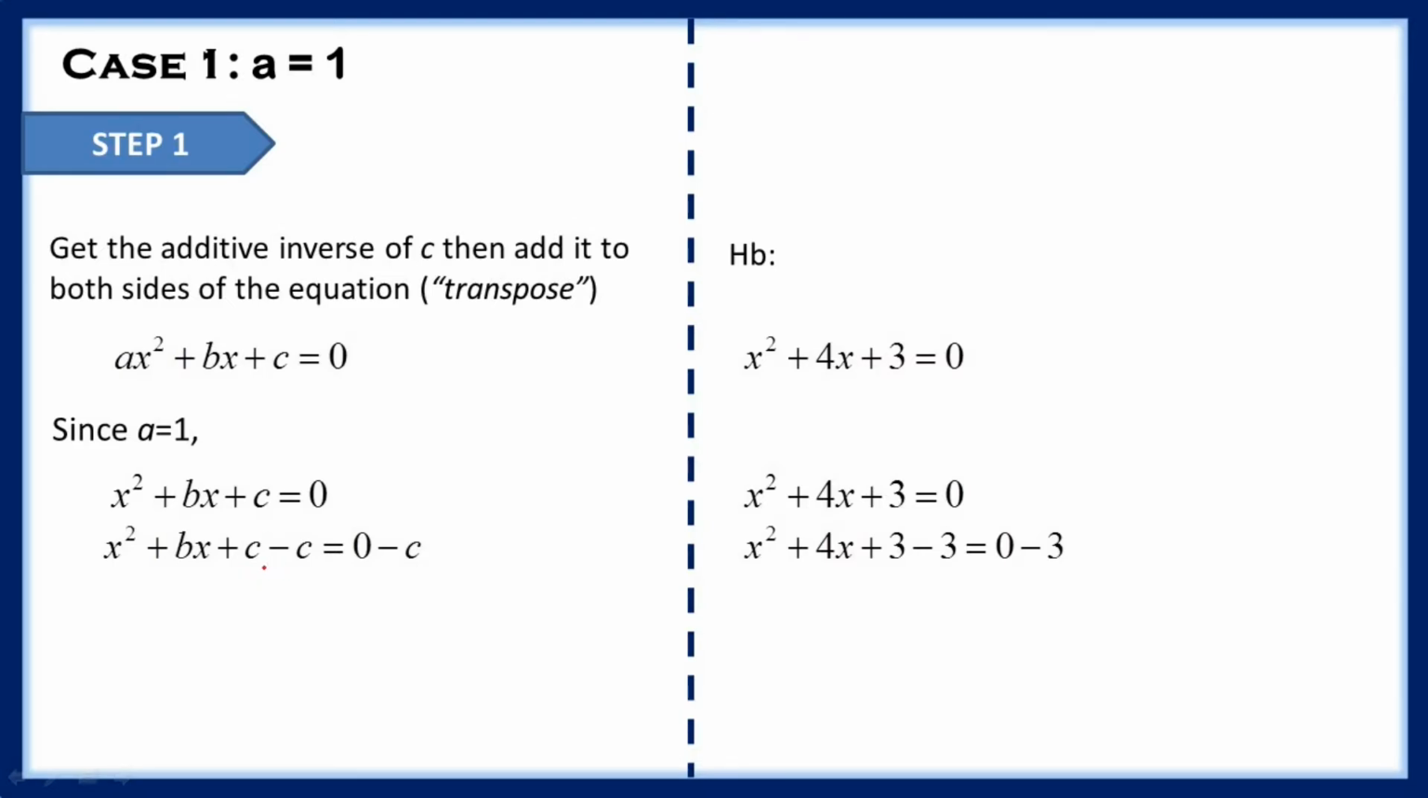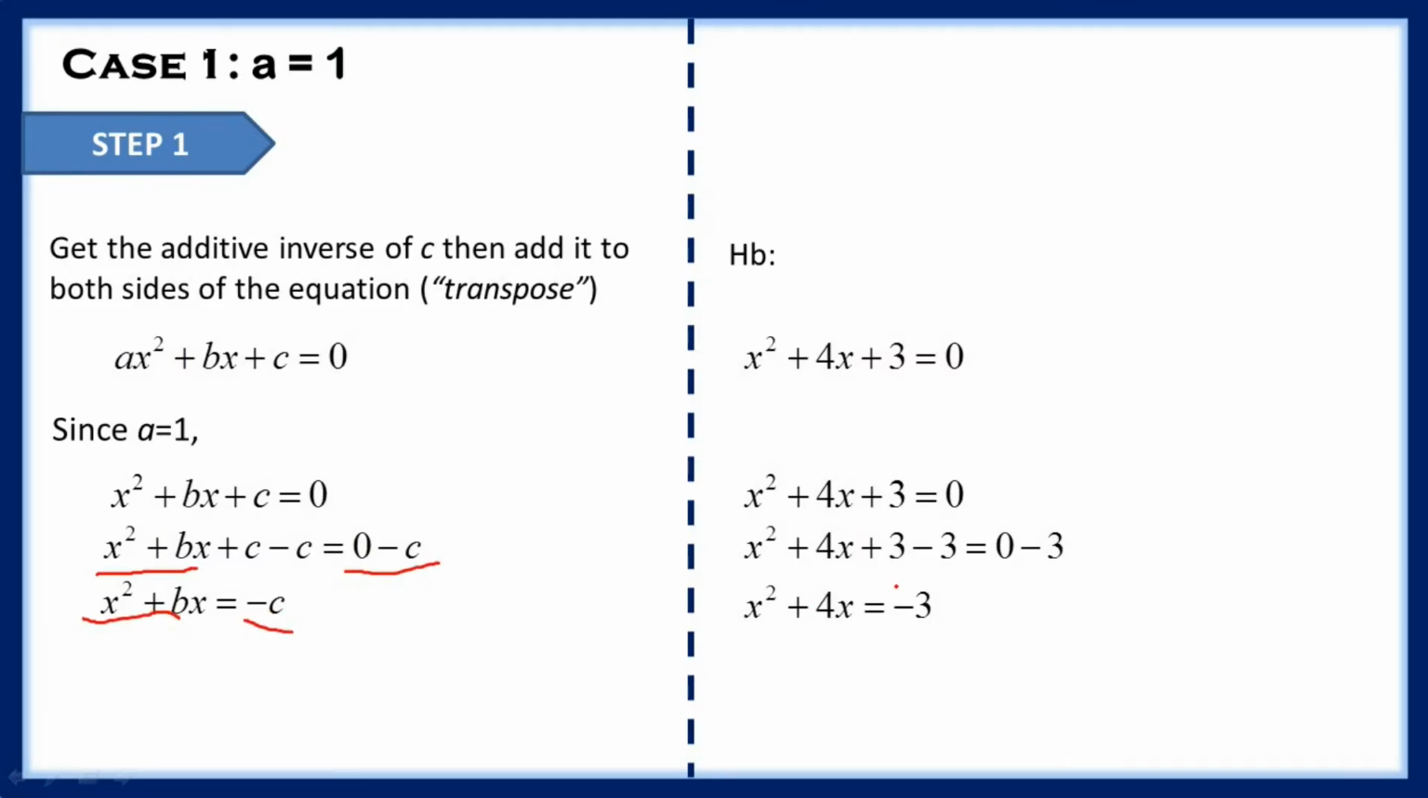Ang gagawin natin, since in-add ko si negative c sa left side, i-add ko rin siya sa right side. Same here dito sa kabila. Our c is equal to 3. Ang additive inverse ng 3 is negative 3. Since I added negative 3 sa left side ng equation, mag-a-add din ako ng negative 3 dito sa right side ng ating equation. Then we simplify, c minus c is just equal to 0, kaya natira si x squared plus bx. And then, 0 minus c, this is just equal to negative c.